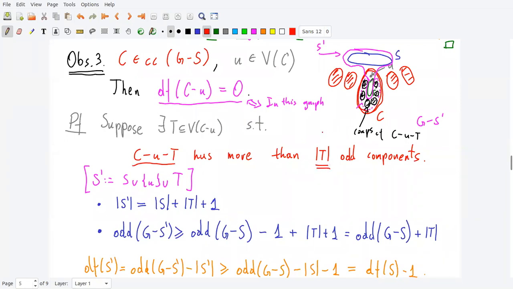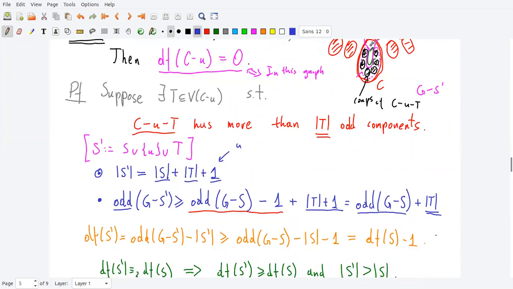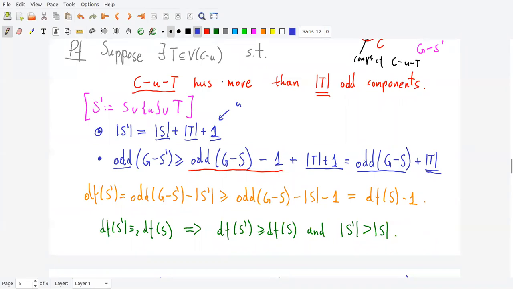So let's analyze this set S prime. First of all, what is the size of S prime? Obviously, it is the size of S plus the size of T that we added, plus one for the vertex U. And how many odd components did we get in total? We've got all the odd components that we had before, minus one because C got dissolved into several more. And then from C minus U minus T, we got more than T odd connected components, so at least T plus one new odd components. So the number of odd components of G minus S prime is at least the number of odd components of G minus S plus the size of T.